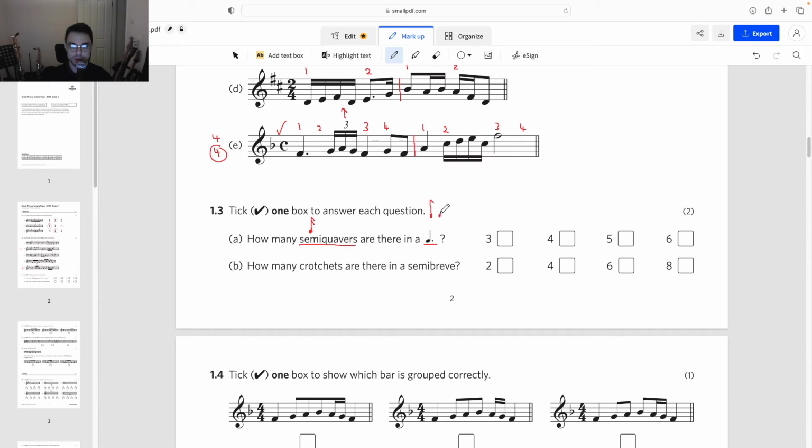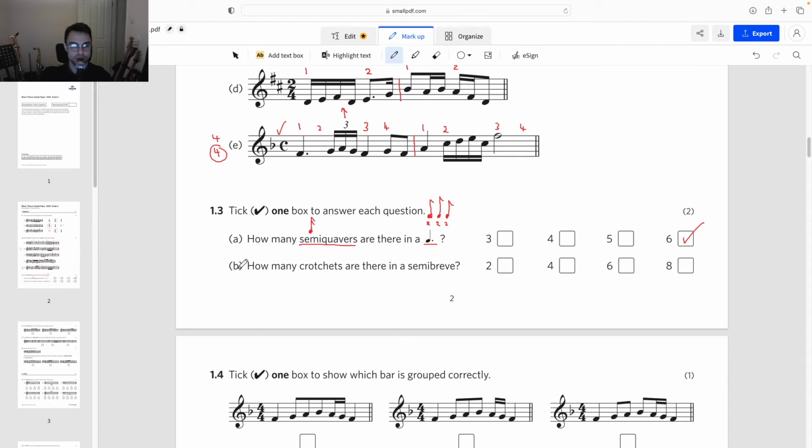So some very poorly drawn quavers here. But a dotted crotchet is worth 3 quavers, all right? But we're not looking for quavers, we're looking for semiquavers. How many semiquavers can you fit into each of these quavers? Well, you can fit 2 into each of them, right? 2, 4, 6. So the answer is 6 semiquavers in a dotted crotchet.